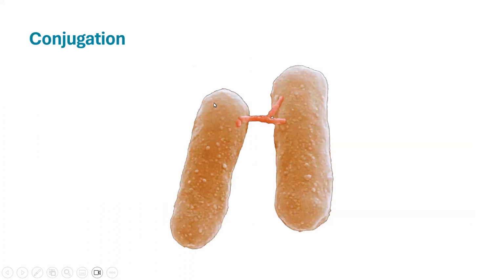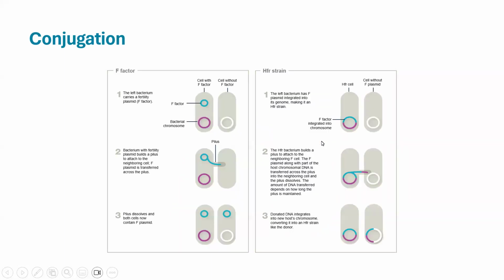There's a nice SEM of conjugation. So you can see this pretty cool picture of this pilus being formed between the two cells. Here's another representation of the HFR plasmid with some explanation of what's going on.